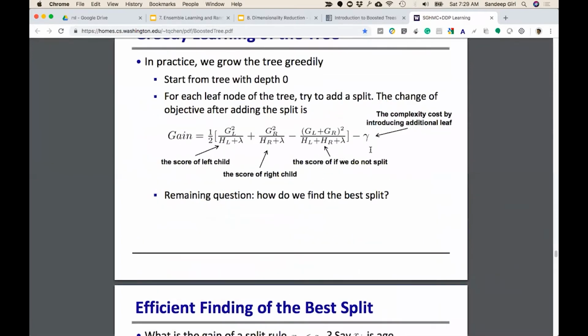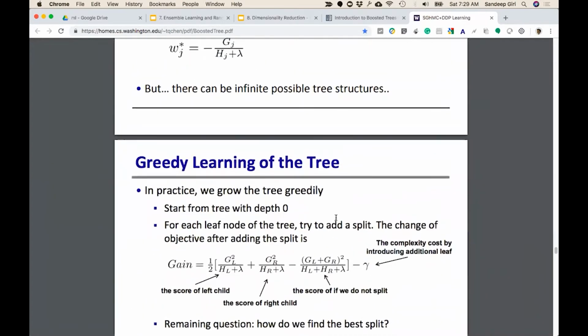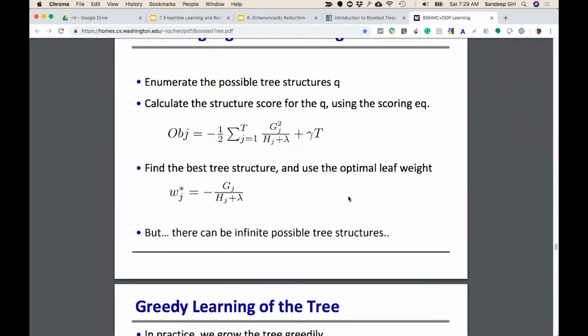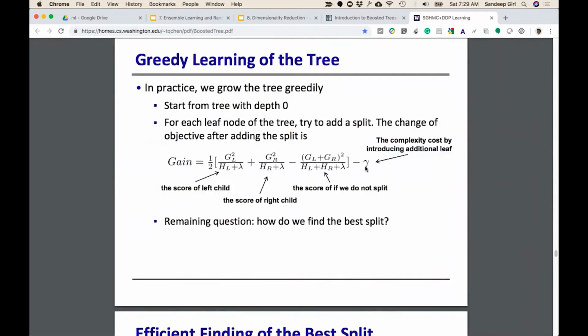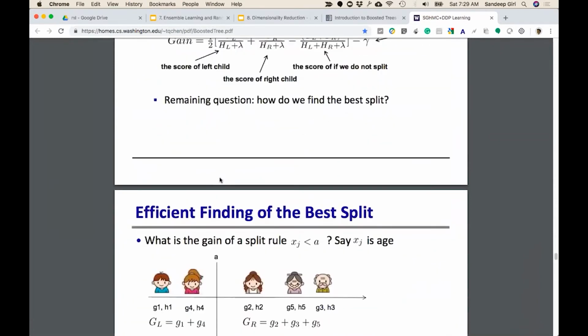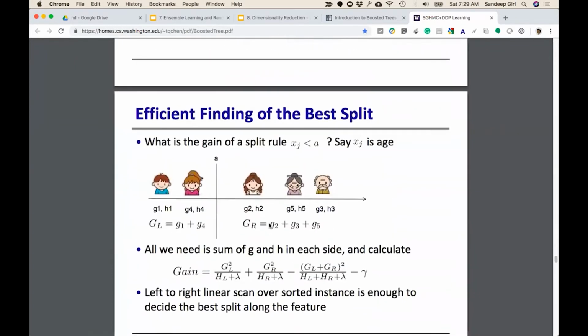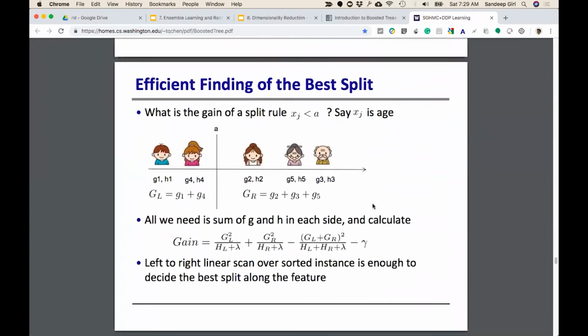And because we are adding one leaf, the number of leaves added is 1. So t is previous, let's say t1 minus t2 is going to be 1. That's what it is here. So if we are introducing an additional leaf, the difference in overall objective is going to be this, and this is the gain which we need to compute on every split. This is the gain on every split. All right, so that's what is happening here.